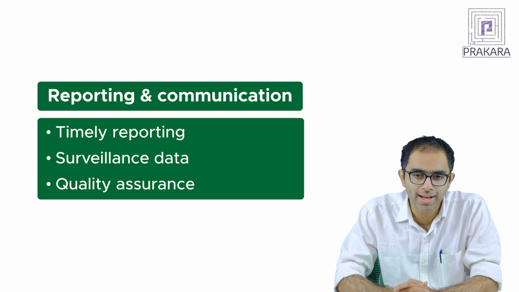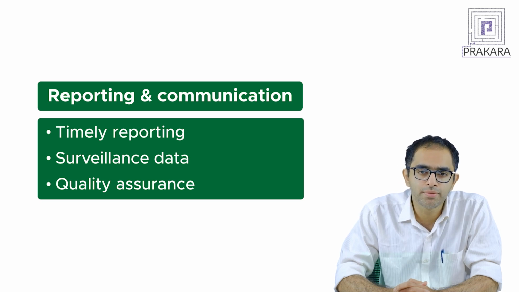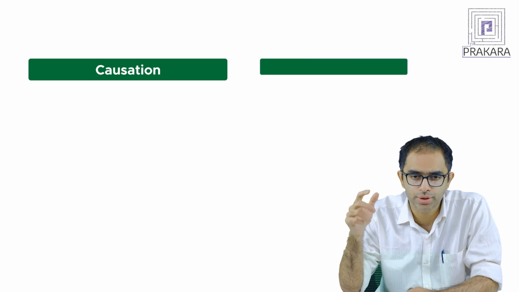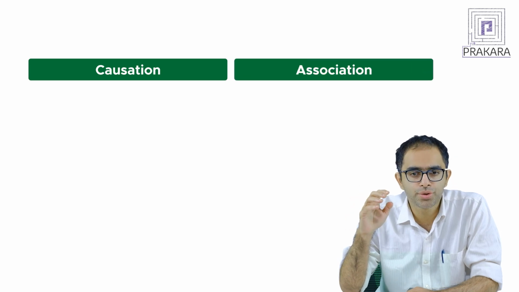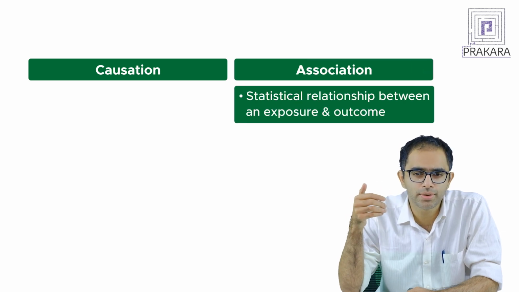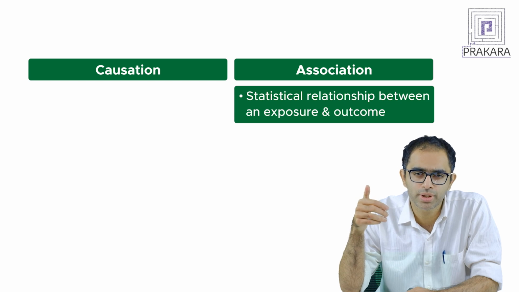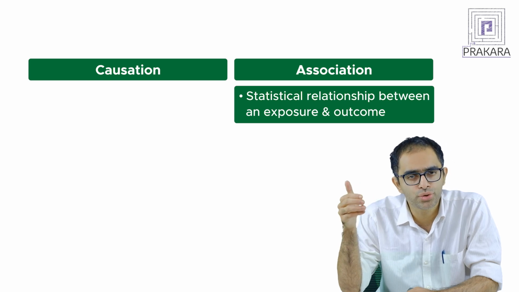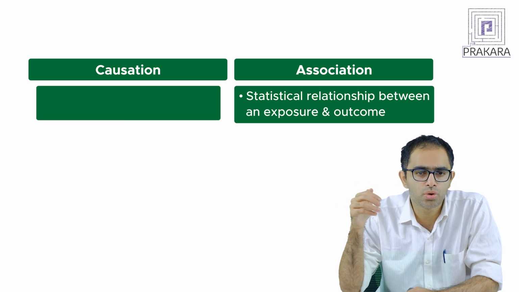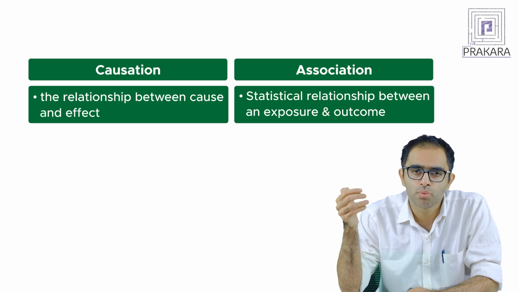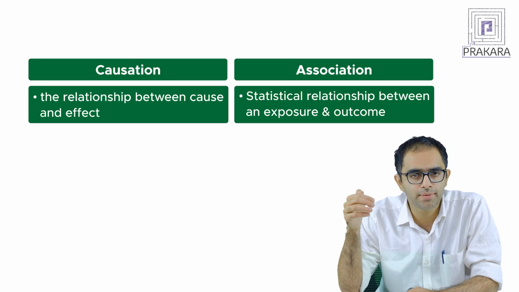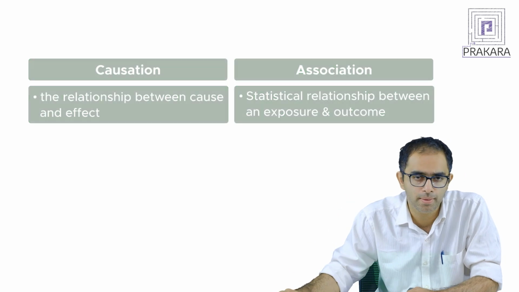This may include validation checks, data audits, and ongoing training for personnel involved in data collection and analysis. In epidemiology, distinguishing between causation and association is important. While association refers to the statistical relationship between an exposure and an outcome, causation implies a direct cause and effect relationship where the exposure directly influences the occurrence of the outcome.